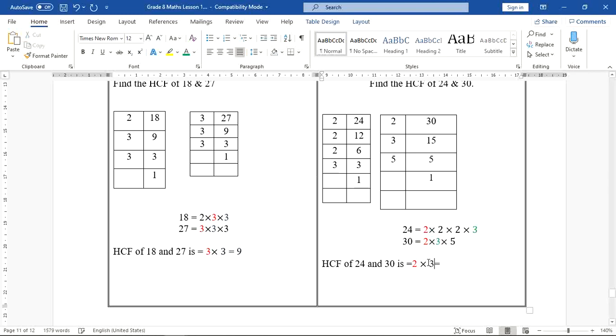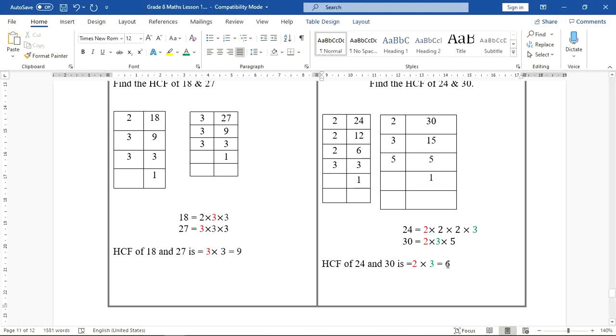So the 2 greens will give us this green 3. Nice, easy now. Good. So now this one is 2 2s, but there's no 2 here. This one is a 5, but there's no 5 on the list of 24. So the leftovers, we don't bring them down, we just ignore them. So we can now say that the highest common factor of 24 and 30 is number 6.